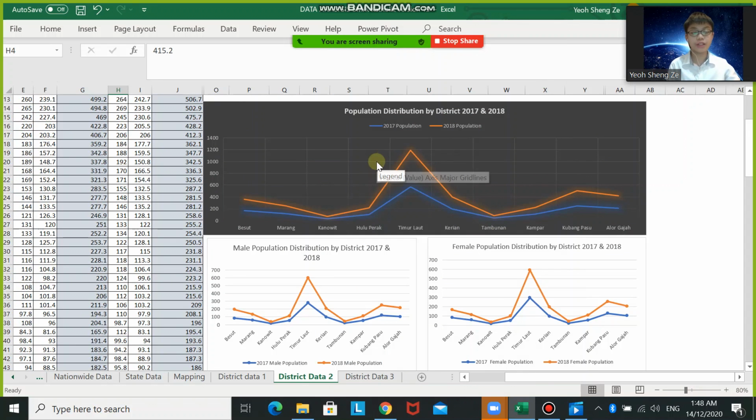This chart shows the population distribution by district 2017, which is the blue line, and 2018, which is the orange line. Here, we can see that there's a huge increase in terms of population in Timor Laut. Timor Laut is a district in Penang. According to the Department of Statistics Malaysia's Socio-Economic Performance by State 2018 report, Penang's economy grew by 5.1%. Therefore, the population growth is likely to be economy-driven as more job opportunities were created.